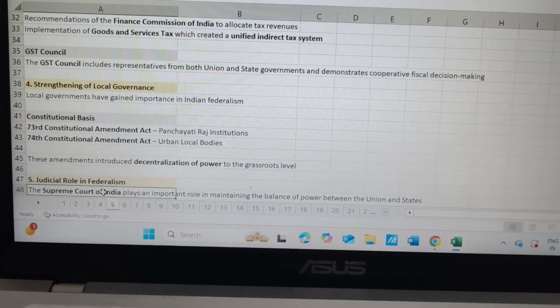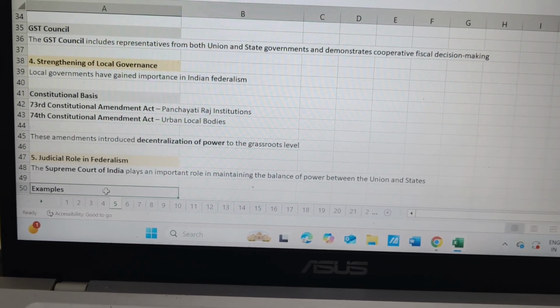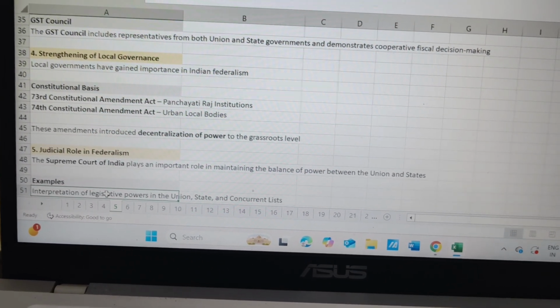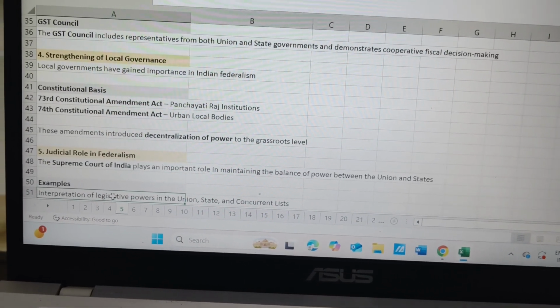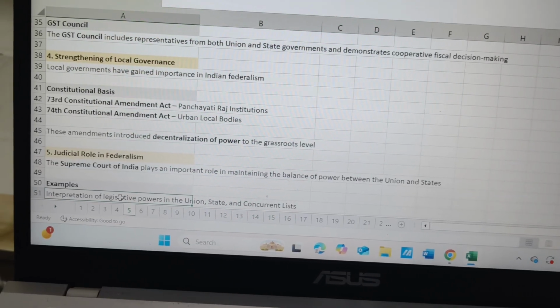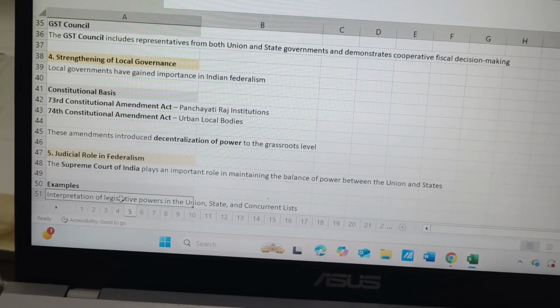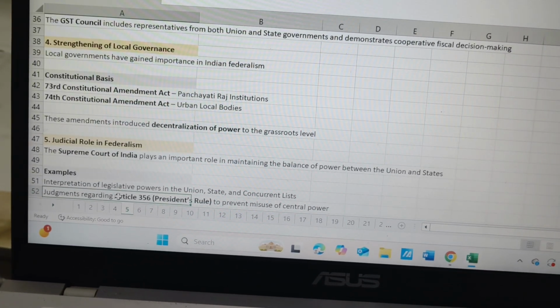Now let us talk about strengthening of local governance. Local governments have gained importance in Indian federalism. Constitutional basis: 73rd Constitutional Amendment Act, Panchayati Raj Institutions; 74th Constitutional Amendment Act, Urban Local Bodies. These amendments introduced decentralization of power to the grassroots level.